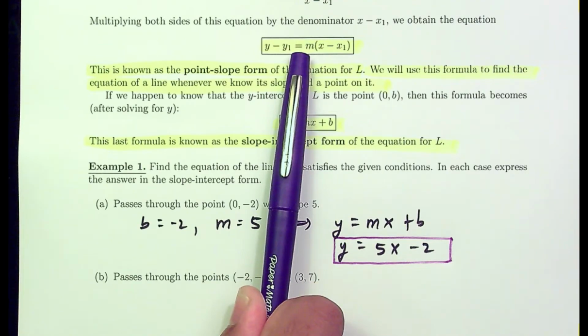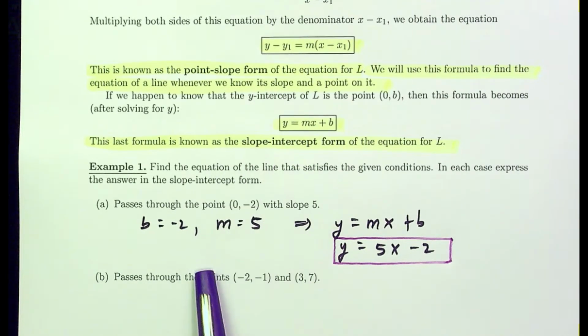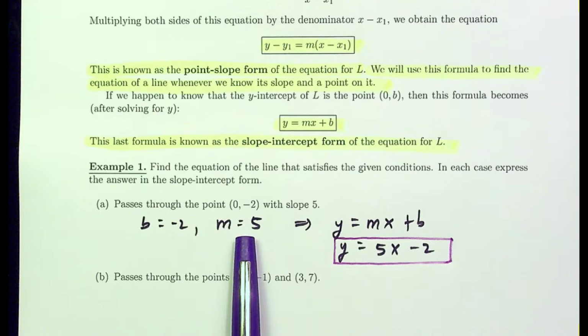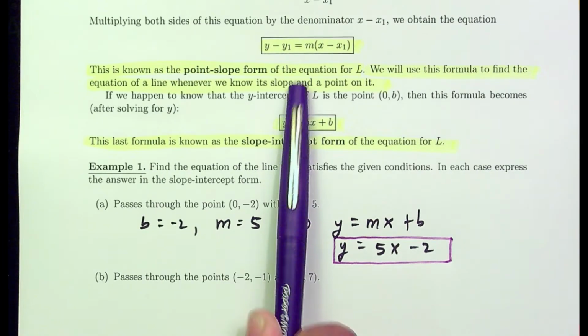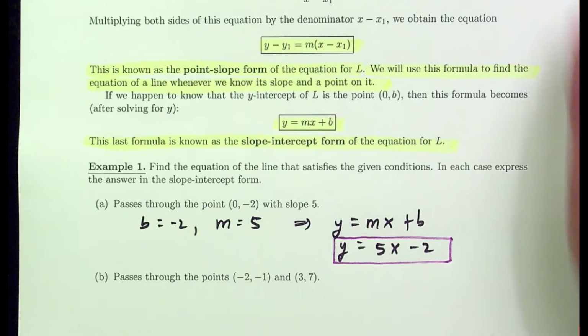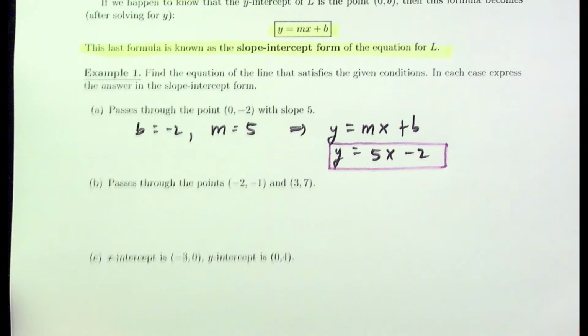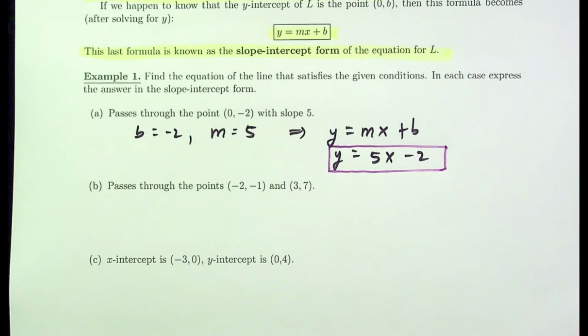It's the formula you will want to use the vast majority of the time, if not all the time, because even if they give you the slope and the y-intercept, you can still use this formula. So this formula is like universal. If we want to use it, you need two things: a point and the slope.